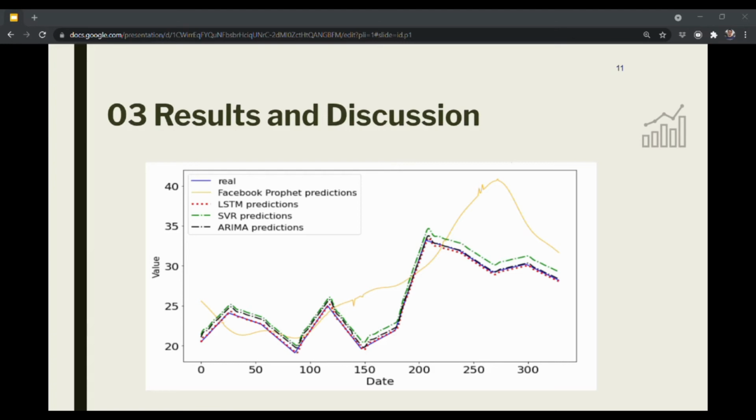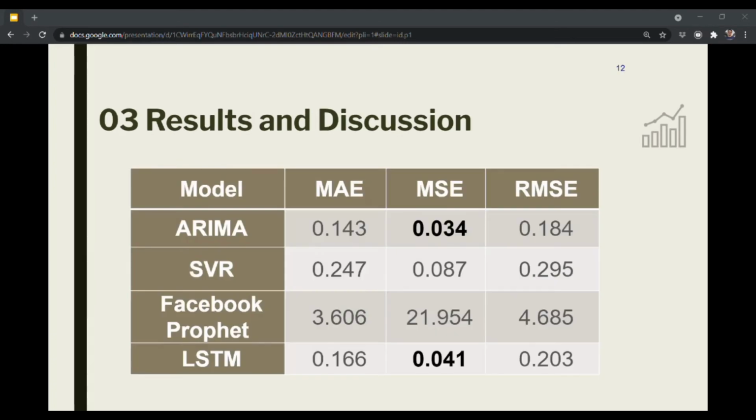The root mean square error, RMSE, mean absolute error, MAE, and the mean squared error, MSE, were used as evaluation measurements to assess the accuracy of the predictive model. While mean absolute percentage error, MAPE, was used for the selection of hyperparameters. The metrics calculated in each predictive model are presented in this table.